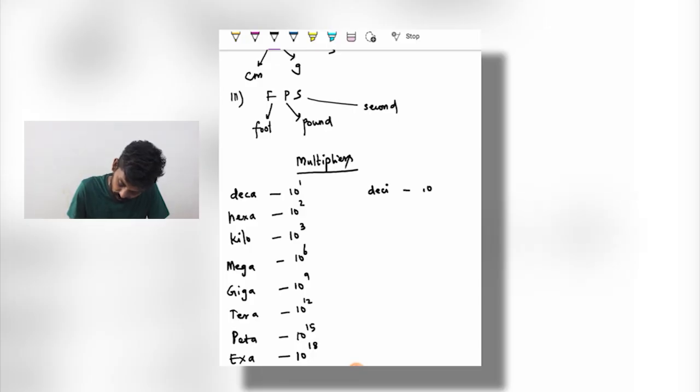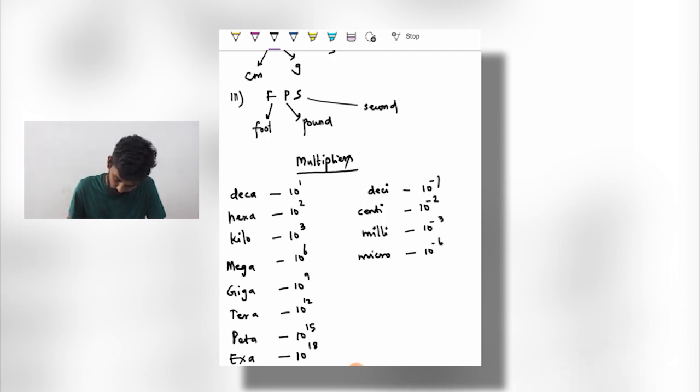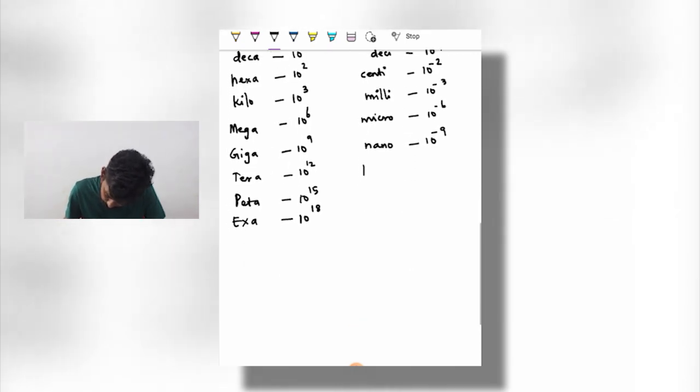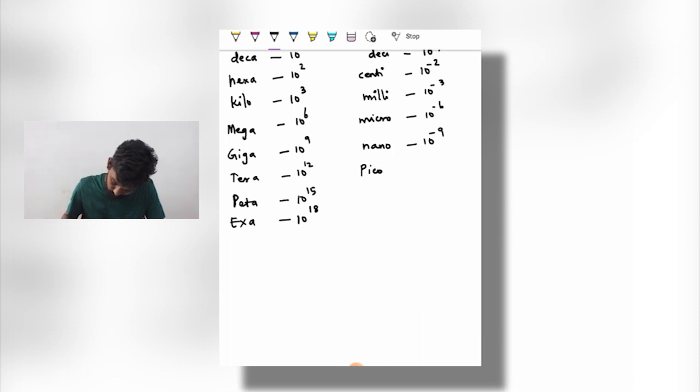Likewise, you have the negative power multipliers as well. So it is deci 10 power minus 1, centi 10 power minus 2, milli 10 power minus 3, micro 10 power minus 6, nano 10 power minus 9, and then pico 10 power minus 12, femto 10 power minus 15 and atto 10 power minus 18.